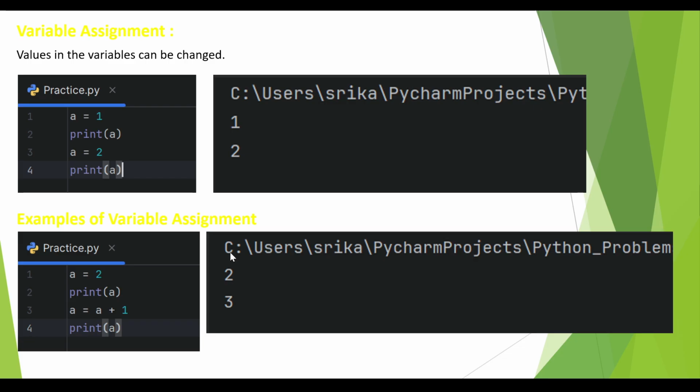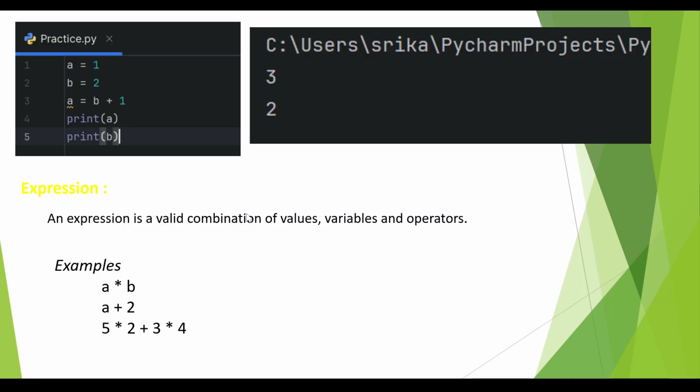Next, variable assignment. Variable assignment, this point we already discussed. Variables means the value will continuously change if you want to change the value in the variable. For example, first the initial value a is equal to 1, later it will change to a is equal to 2, print a.